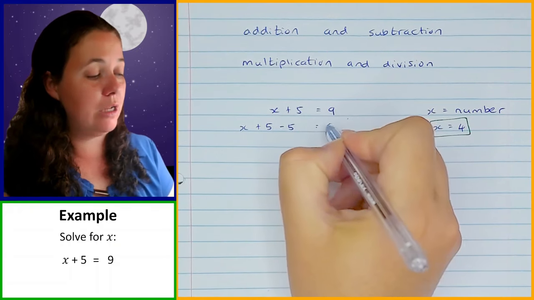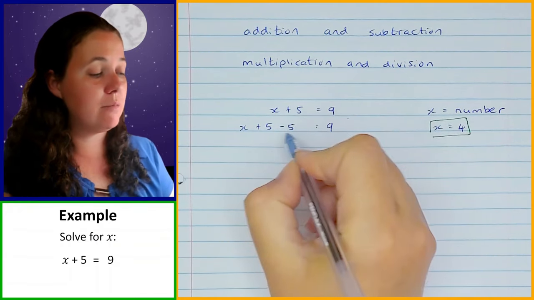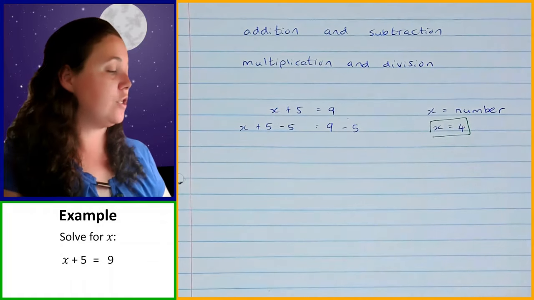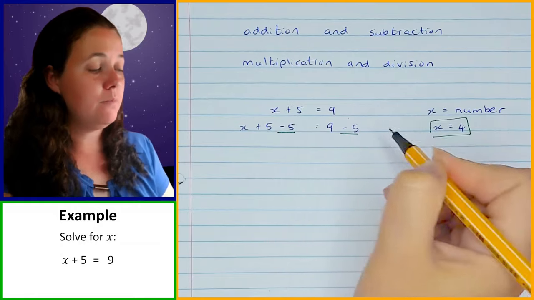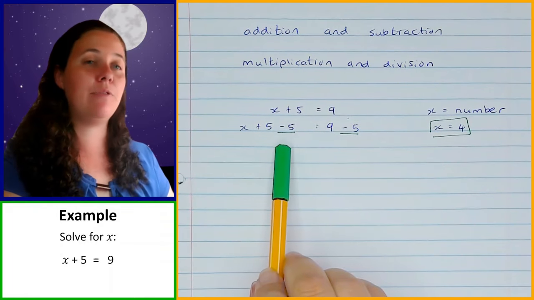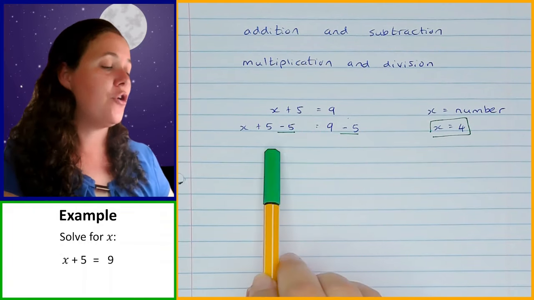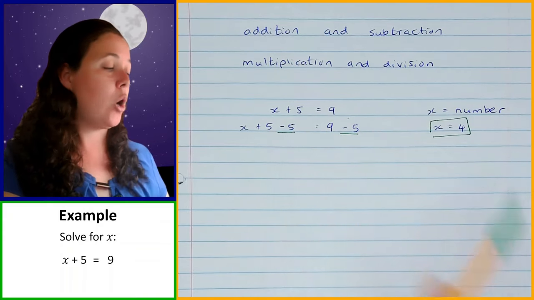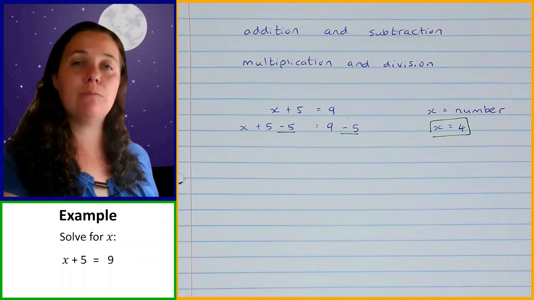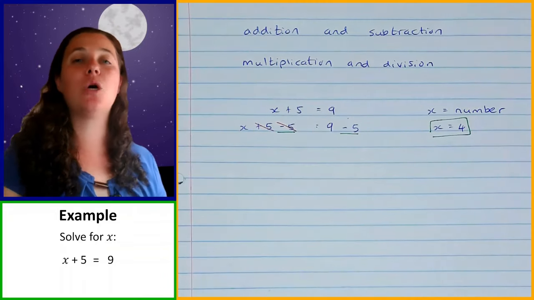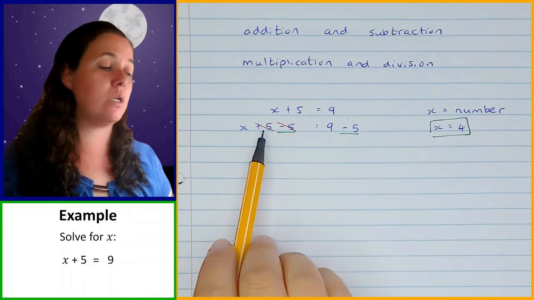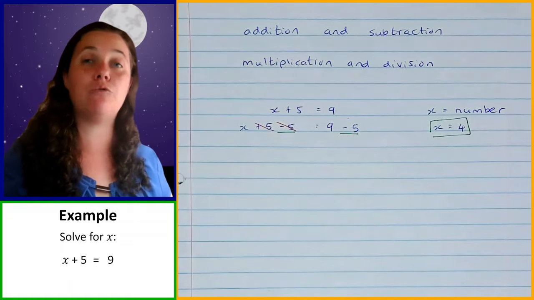I have to do the exact same thing on the right-hand side. On the right-hand side, I've already got 9. Now I have to subtract 5 over here. So this is what I have put into this equation that wasn't there before, and I have to do the exact same thing on both sides of the equation for it to remain balanced. Once I've done that, I can now simplify both sides. The plus 5 and the minus 5 are going to cancel out. That was the whole reason I did this in the first place, because I wanted to get rid of that plus 5.